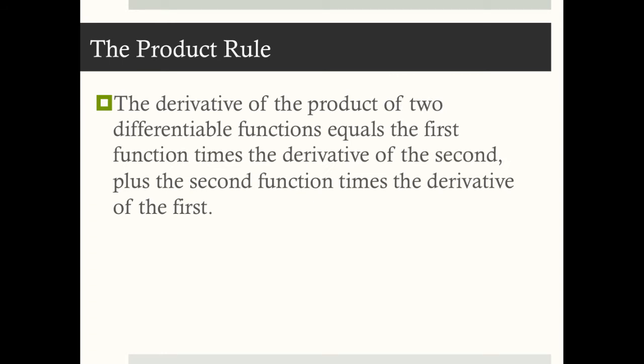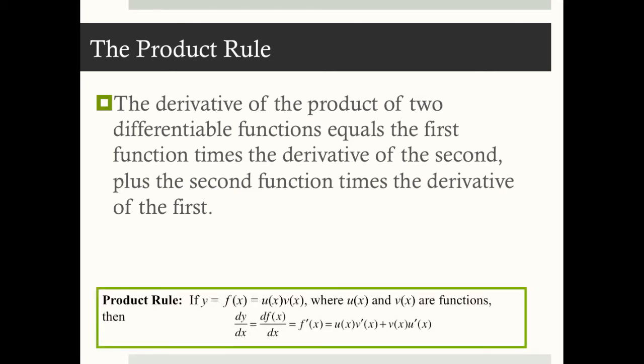In words, the product rule says that the derivative of the product of two differentiable functions equals the first function times the derivative of the second, plus the second function times the derivative of the first. In math terms, if y is equal to f of x, which equals u of x times v of x, where u and v are functions, then dy dx equals u of x times v prime of x plus v of x times u prime of x.